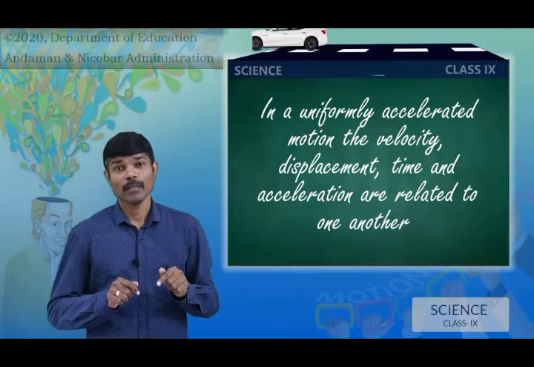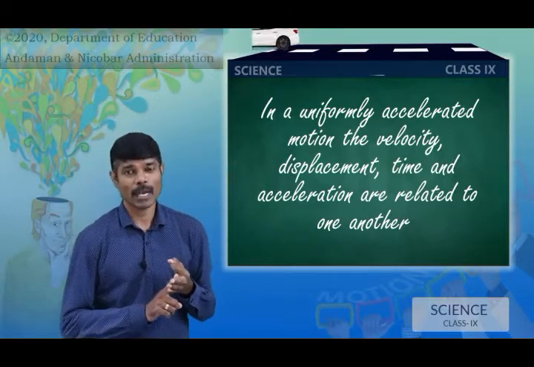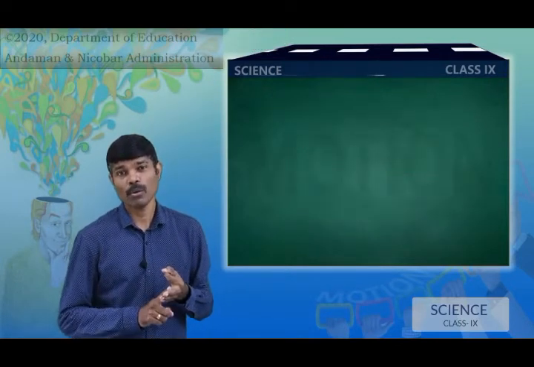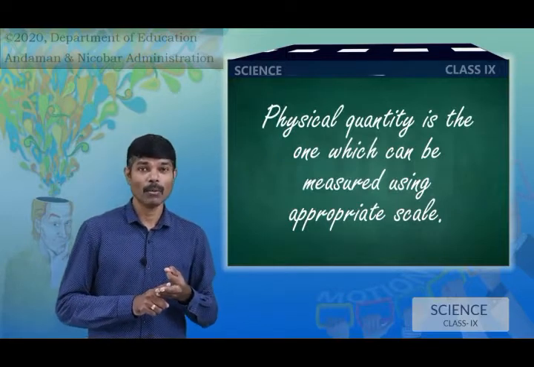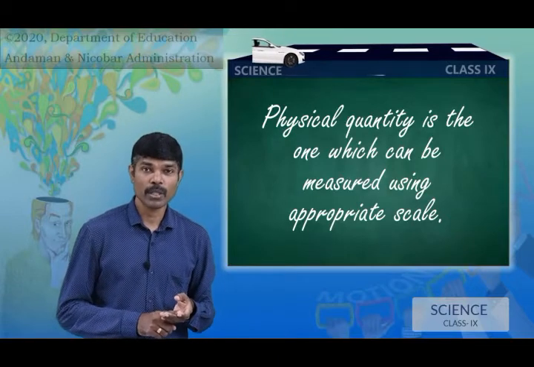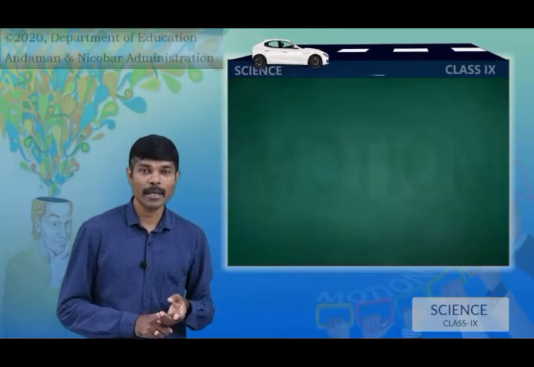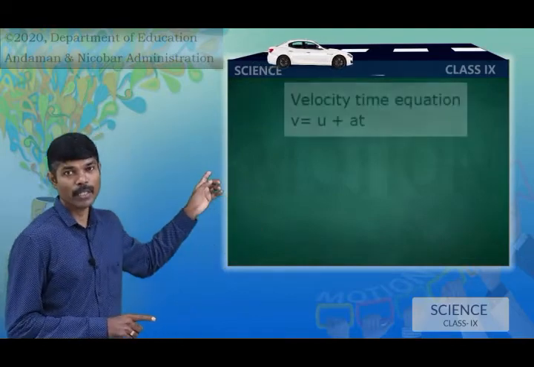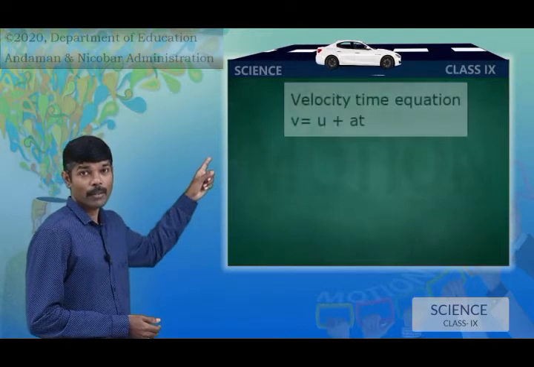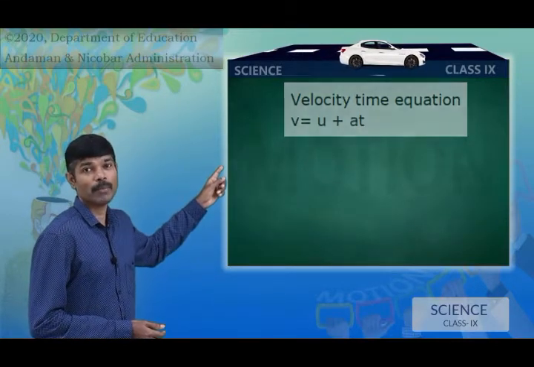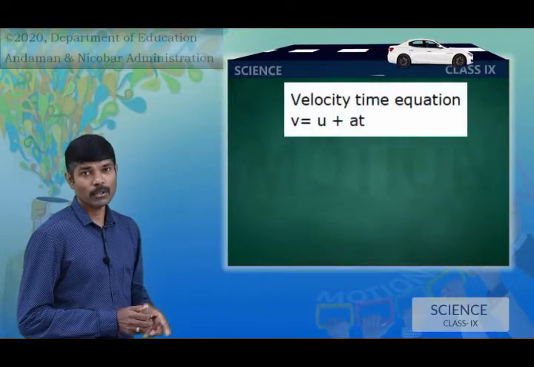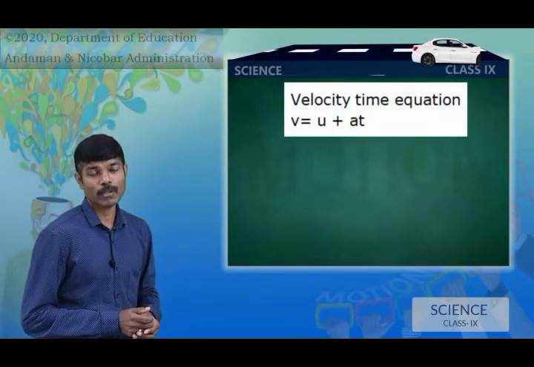Based on this, three different types of equations are formulated from which we can know the relationship between the physical quantities. Now let us see what those equations of motion, equations of uniformly accelerated motion, are. The first equation is called the velocity time equation. So you can see here, the first equation is v is equal to u plus at. From this equation we can find the velocity at a particular time. So this equation is also known as the velocity time equation.